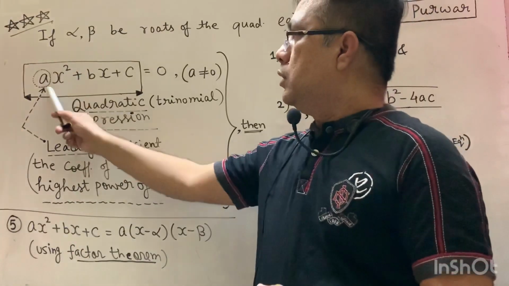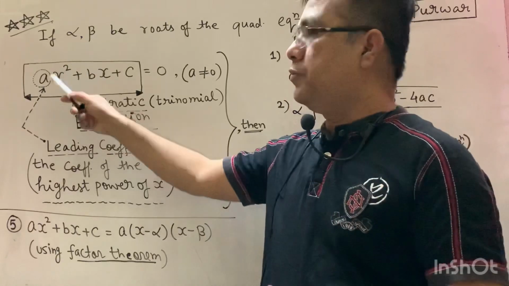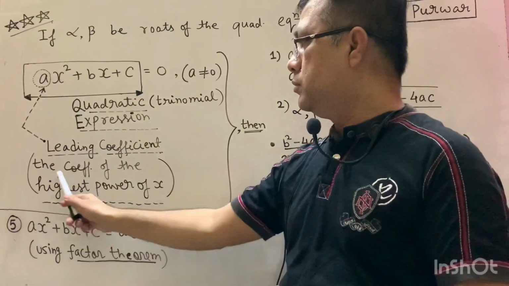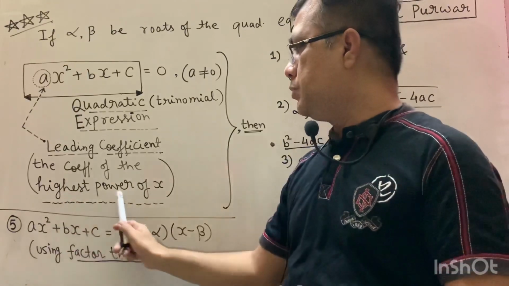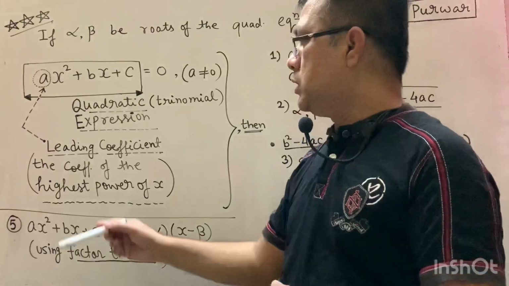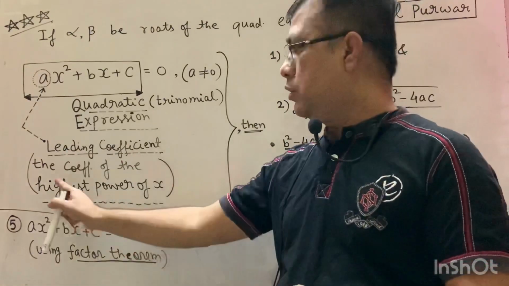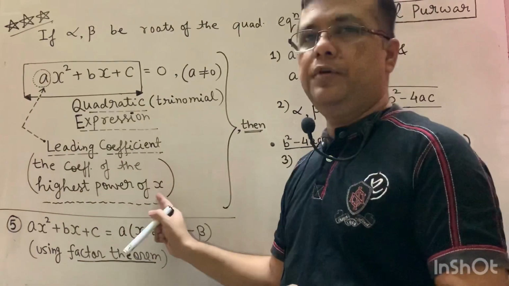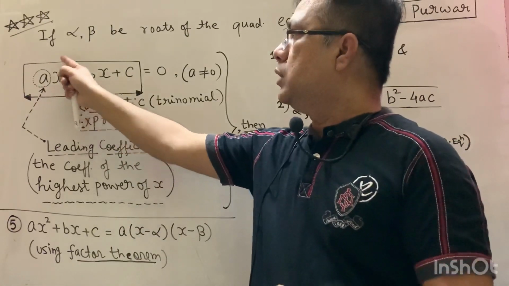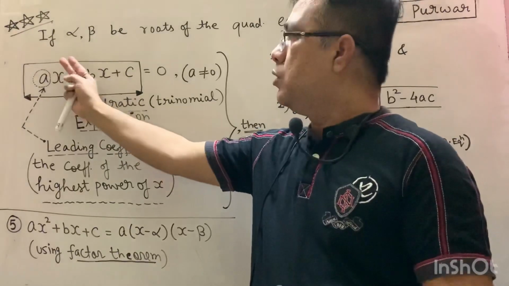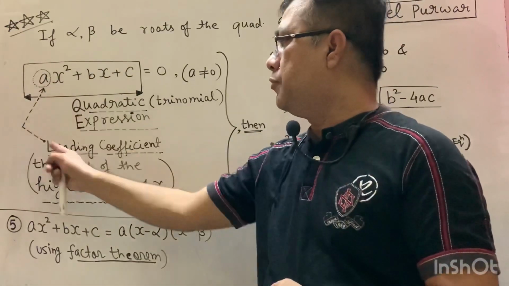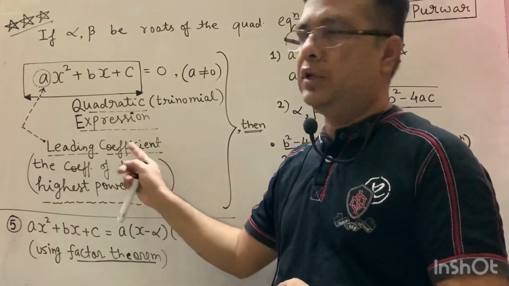Now the coefficient of this highest power of x is a. Alright, so this coefficient of the highest power of x is called the leading coefficient. I repeat, what is the meaning of leading coefficient? The coefficient of the highest power of x. Right now in this expression, the highest power of x is what? 2. Okay, that means x square. What is the coefficient of that? a. So a will be called what? Leading coefficient of the expression.